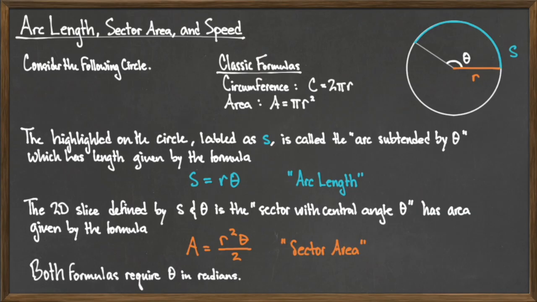Now that wedge that's carved out, which we refer to as a sector with the central angle theta, has an area given by the formula A equals r squared theta divided by 2. Again, this is called sector area. As you can see, both of these formulas completely depend on what my angle theta is. So if I had theta being a right angle or something bigger or smaller, I would get larger or smaller sector areas or arc lengths respectively.